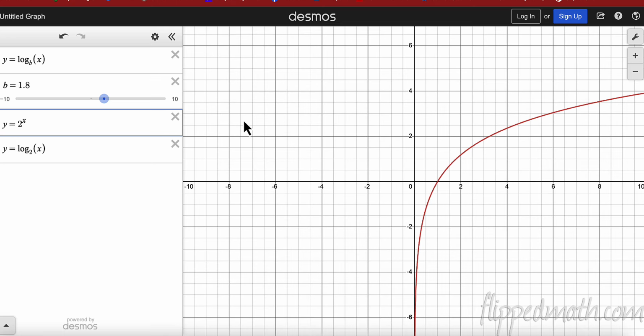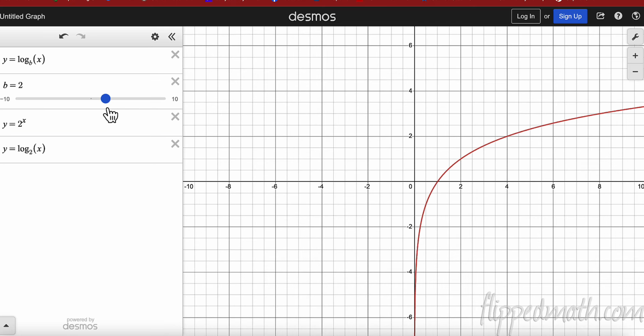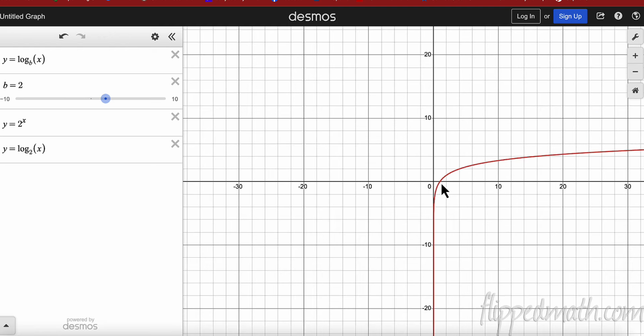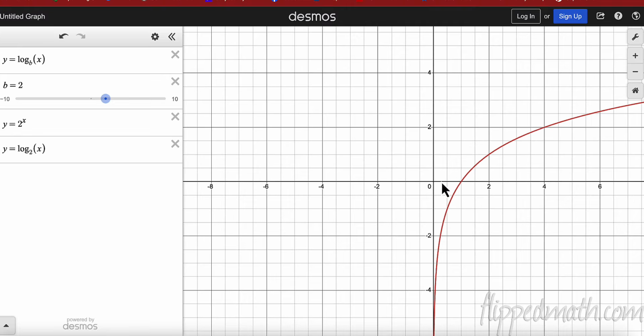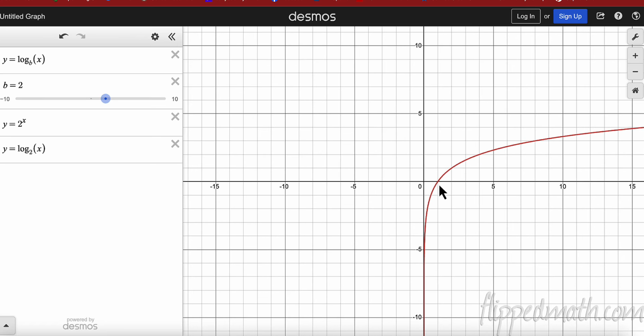So again, we talked about this, all right? I'm going to go to b is 2. I know this was a little tricky here. Let me get a better scale. Sorry. All right, so that's (1, 0) right there. Nice, very nice. Now, you'll notice it approaches but never crosses our y-axis. That's why there's an asymptote there. And it goes up really fast, doesn't it? And then it slows down.